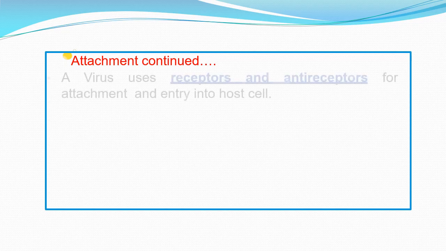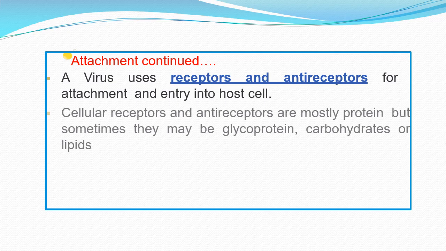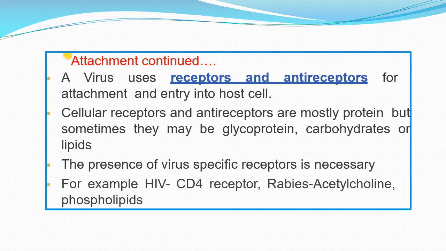A virus uses receptors and antireceptors for attachment and entry into host cell. Cellular receptors and antireceptors are mostly proteins, but sometimes they may be glycoprotein, carbohydrates, or lipids. The presence of virus specific receptors is necessary. For example, HIV has CD4 receptor, rabies has acetylcholine phospholipid.